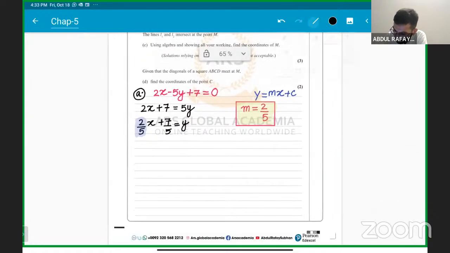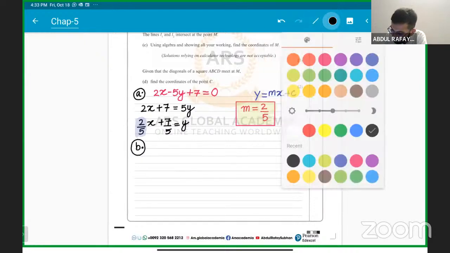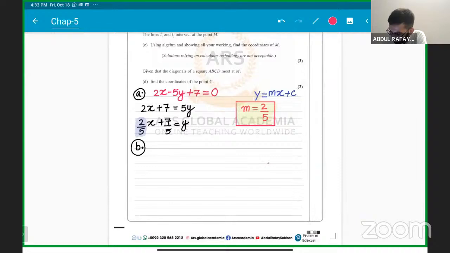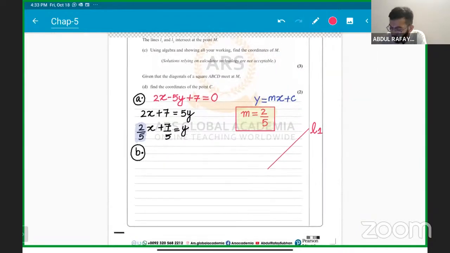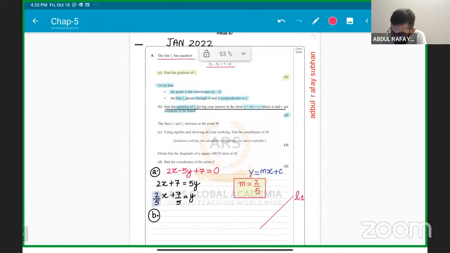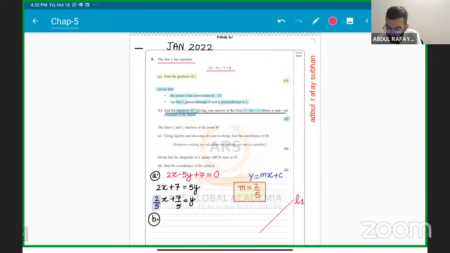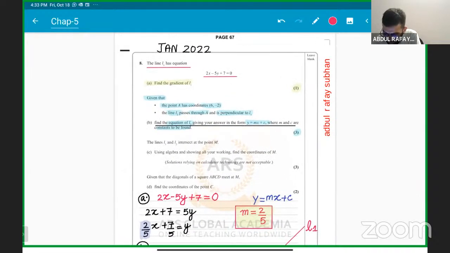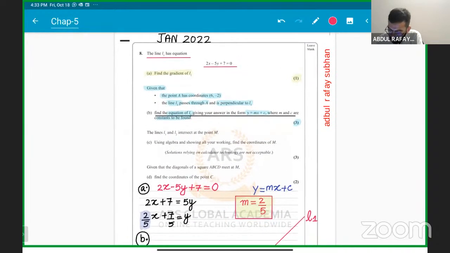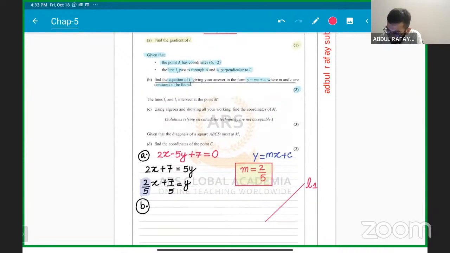So what we do basically, always remember, as I have mentioned, you can try to draw an imaginary diagram, students, to understand. Since this is a positive gradient, let's call this line L1, the red color line. The red color line is the line L1, which is 2x minus 5y plus 7. And the line L2 is basically perpendicular.